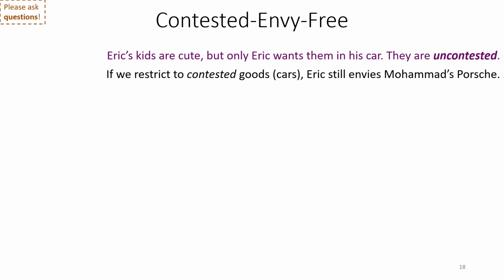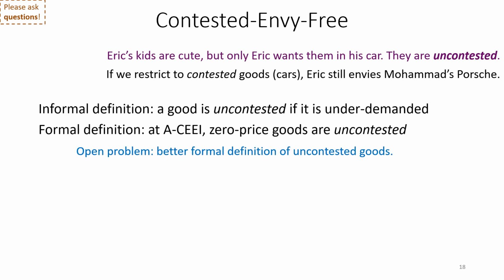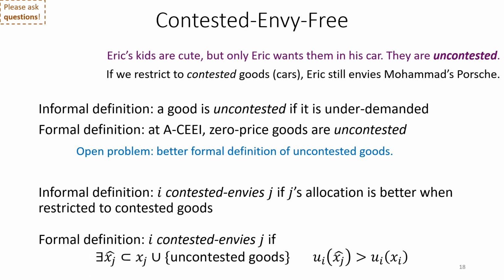So, I'm going to briefly introduce the formal definition of contested envy-freeness. First, we should define what makes a good uncontested. Intuitively speaking, a good is uncontested if it is under-demanded. Specifically in the setting of A-CEEI, since there is a price, we call a good uncontested whenever its price is zero. Yet, this is only a definition for A-CEEI, and it would be interesting to find a better formal definition in a more general way. Now, our intuition for contested envy is that one should contested envy another if their allocation is better when restricted to only contested goods.